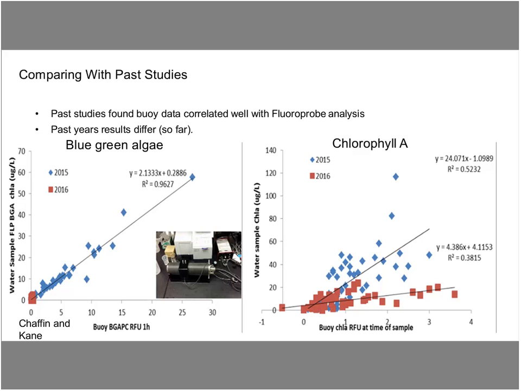But if you look at these graphs, they have, I believe, 146 data points. I have 9. So by continuing sampling throughout the season, I think we might start to see this trend. Also, past studies have found that buoy data, or similar data buoys, have correlated well with fluoroprobe analysis.